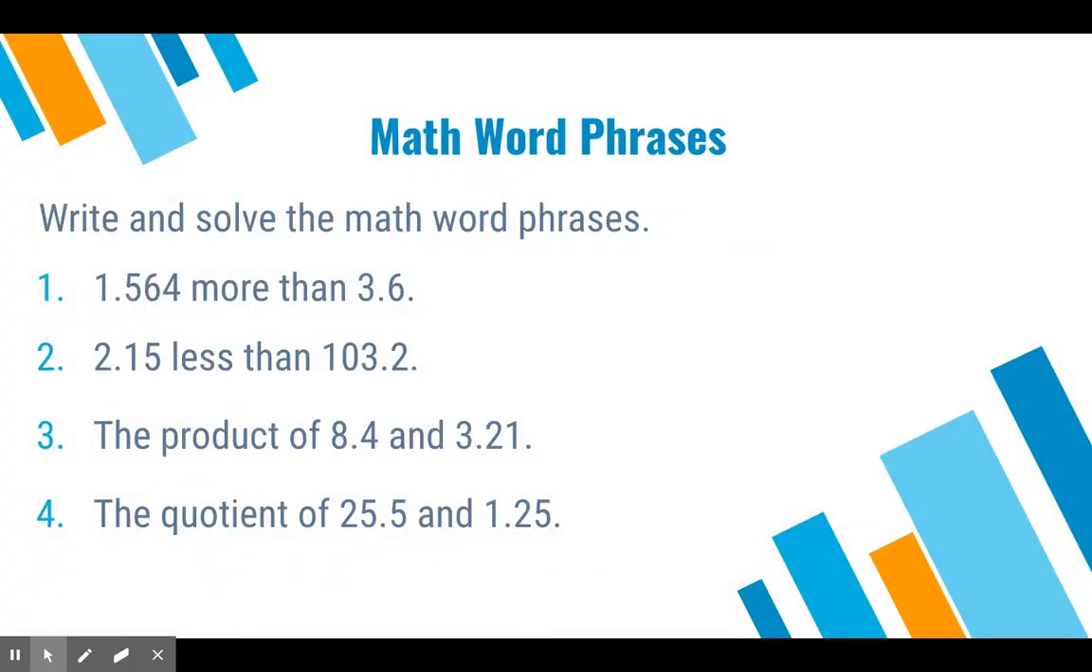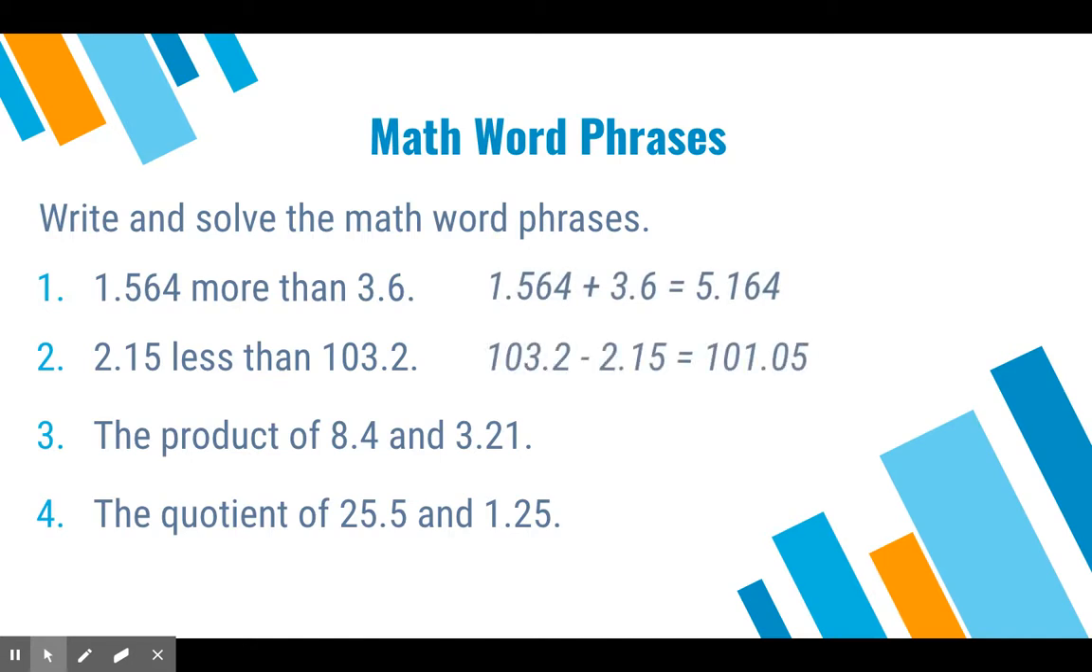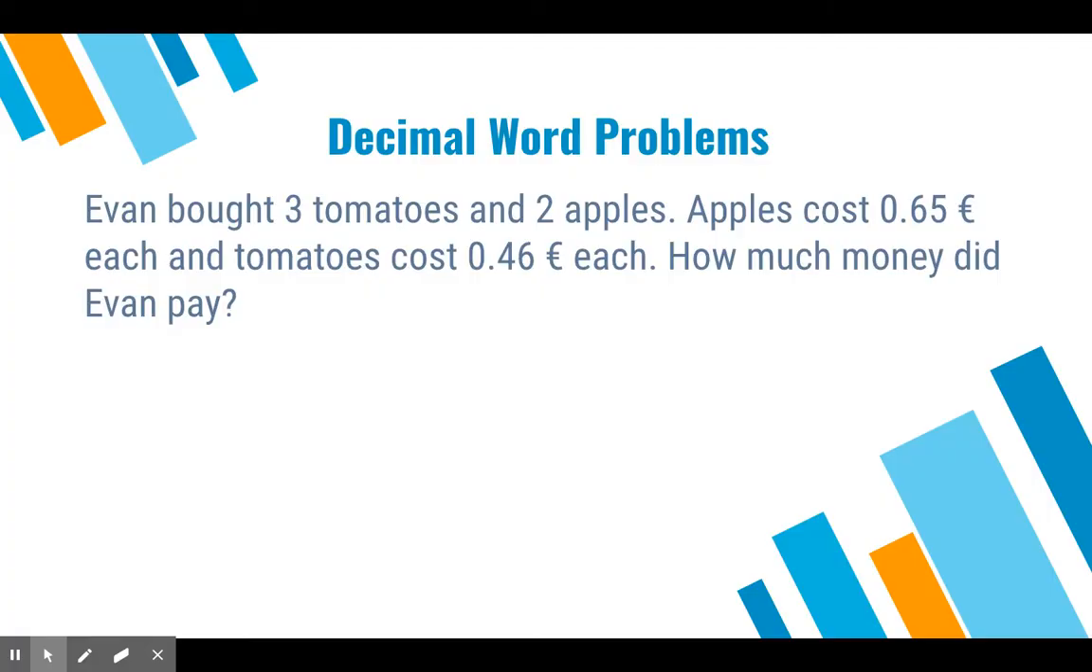So here are some easy word problems that involve decimals and math phrases. So when you're finding more than, that's addition. When you're finding less than, that's subtraction. When you're finding the product, that's the answer to multiplication. And when you're finding the quotient, that's the answer to a division problem. Here are more complex word problems you would see in everyday life.